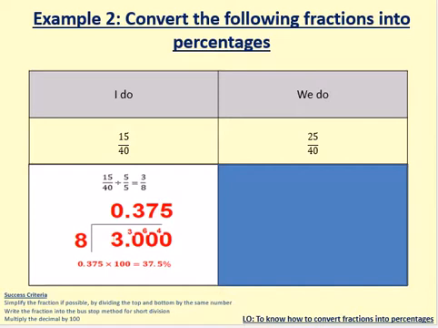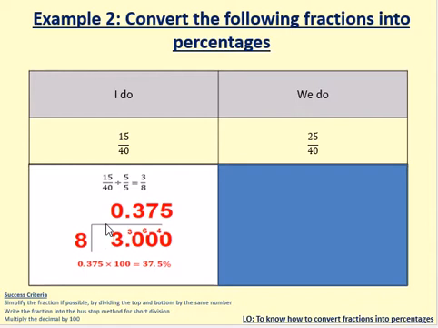Okay, so here we have our next example, and I've got 15/40. Now I could do 15 divided by 40, and I could do a bus stop with that, and I would get the right answer if I did it correctly, but 15 divided by 40 is going to give some more difficult numbers to work with.